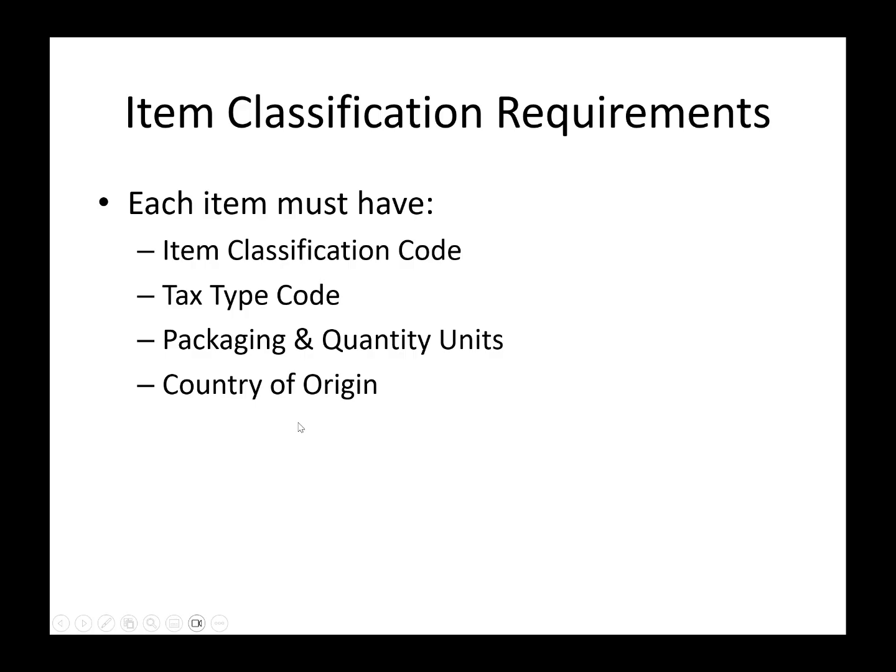We also have item classifications. So if you want to register an item to save the item in the KRA server, we need to have what we call the classification of this item. How is it classified? Each item must have an item classification code, the tax type, maybe tax type A, tax type B, the packaging, and the country of origin. So each item must have classification and requirements for it.